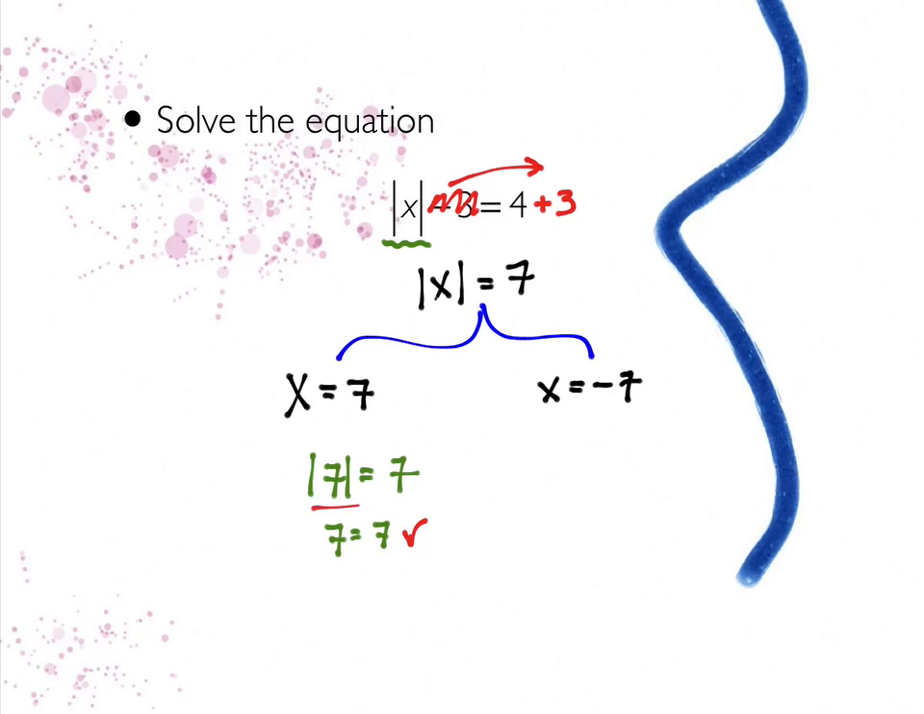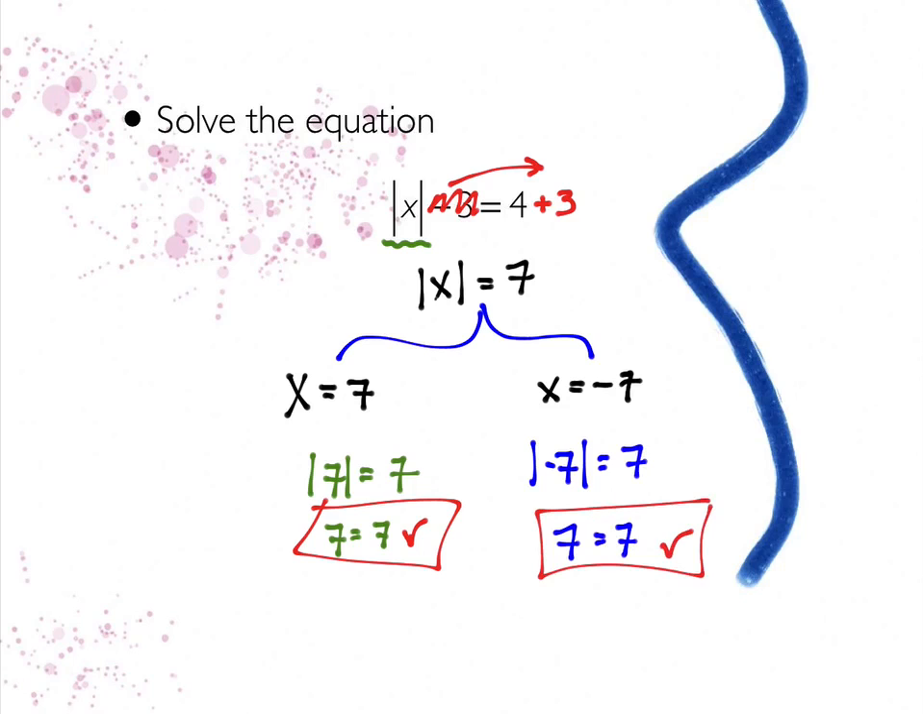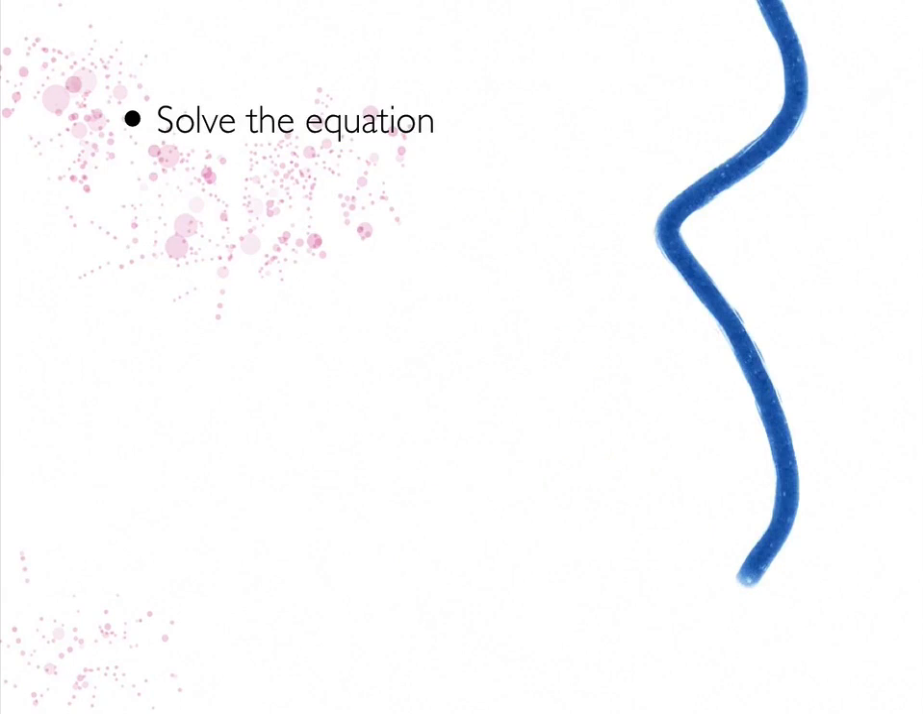And check the other side here. If I take the absolute value of x, which is negative 7, equals 7. Absolute value of negative 7, hey, that is 7. So that one works out as well. Let's do another example here.